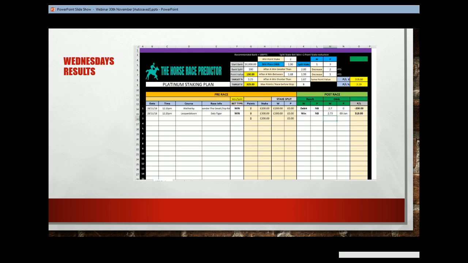First race was a loser, Alexander the Great, disappointing, tailed off at the end. Okay, so using the HRP Platinum Staking Plan, I increased my stake by 1 point. Daily Tiger comes in at Leopardstown, a Gigginstown trained horse, very well fancied in the market. Davy Russell on board, went off around about 7 to 4, 2.73 BSP. Profit £319. Thank you. I'm already over £1,000 now. And I've spent maybe about 3 minutes 50 seconds on the whole job.